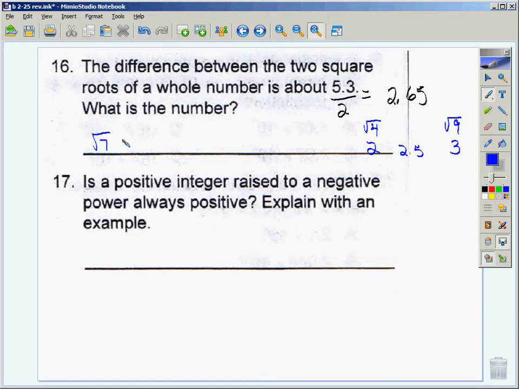So go ahead, plug in the square root of 7 on your calculator, and you get 2.6457, whatever. So what they're looking for as an answer then is what? 7.